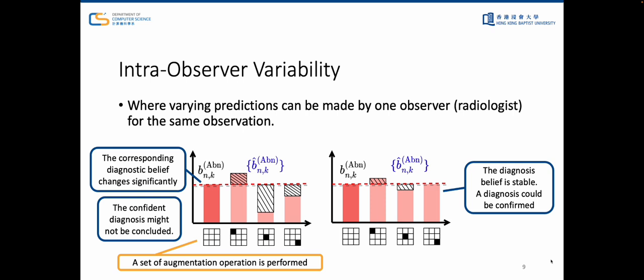We also consider the intra-observer variabilities, where varying predictions can be made by one observer, that is, the radiologist, from the same observations. In the implementation, we apply a set of augmentation operations on the visual embeddings. If the corresponding diagnostic belief changes significantly, then the conferred diagnosis might not be concluded. Or if the diagnostic belief is stable, then a diagnosis could be conferred accordingly.